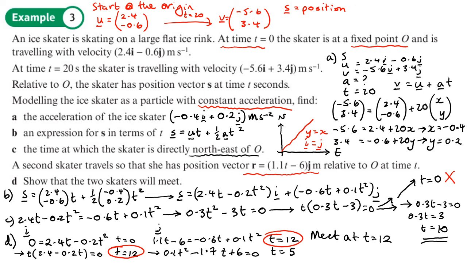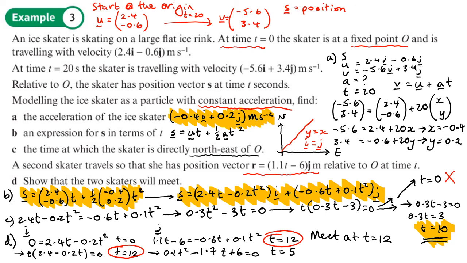So let's just highlight the answers. A was the acceleration of the ice skater, which we wrote here. B was the expression in terms of s, so we could either have this or we could have it written in this ij form over here. C was the time in which they're directly northeast, and that was 10 seconds. And D, they meet at 12 seconds.